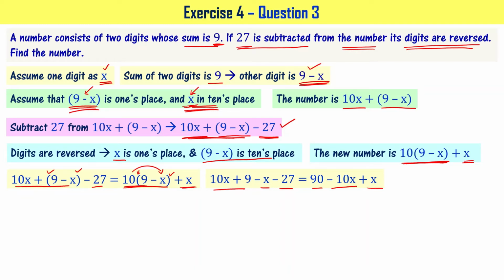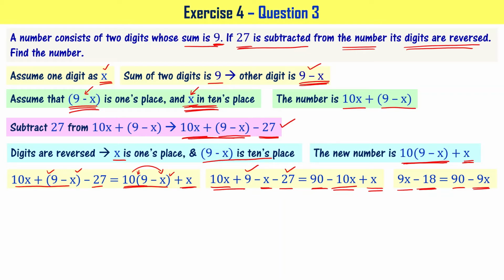Let me simplify this equation further. I have 10x here minus x here, so that can be written as 9x, and plus 9 here minus 27 here, that is equal to minus 18. On the right hand side, you have 90, and this is minus 10x plus x, that is equal to minus 9x.